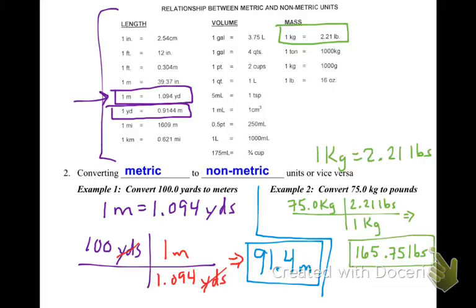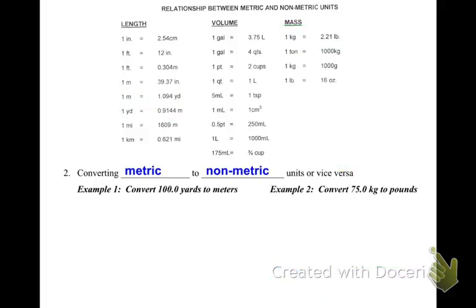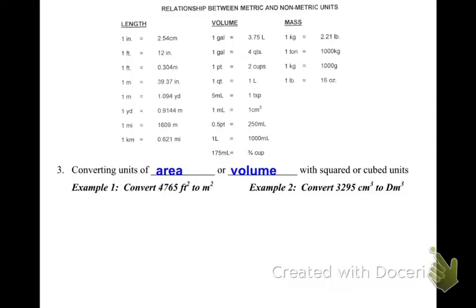Again, all of this should really be a review from chemistry. So far, so good. Let's take a look at the next one. Let's convert units of area or volume. So they deal with squared or cubed units. So this is where it's a little different from what we have done in chemistry. All you have to do is find your conversion factor. So we're going from square feet to square meters. So that means we want a conversion that gets us from feet to meters. So there would be our conversion factor that we're going to use.